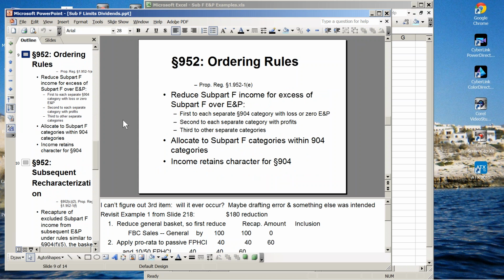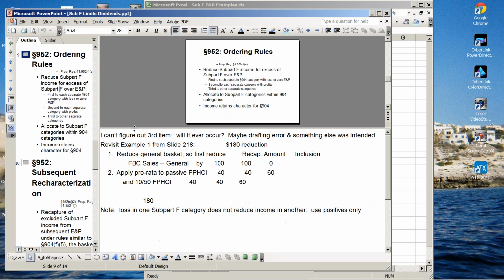Subpart F has some ordering rules to these categories and applying the deficits. First, the Subpart F income in excess of E&P is applied to each separate 904 category with a loss or zero E&P. Second, it's applied to each category with profits, and then third, applied to other categories.